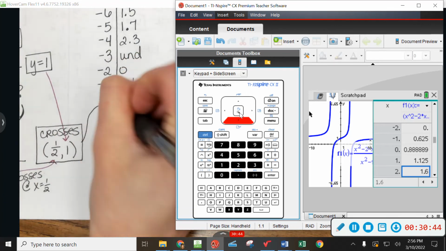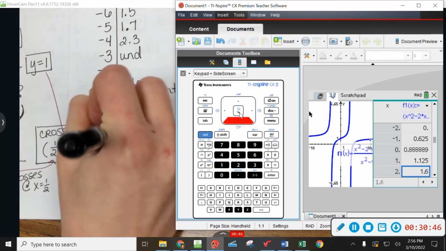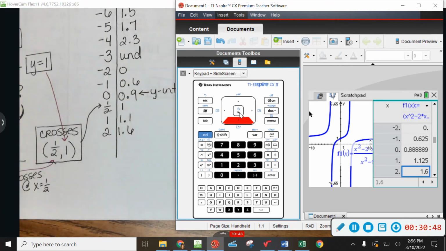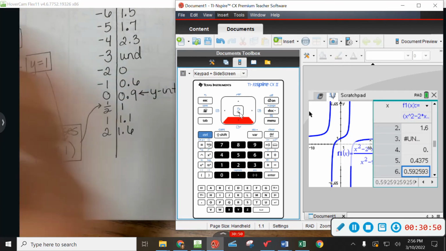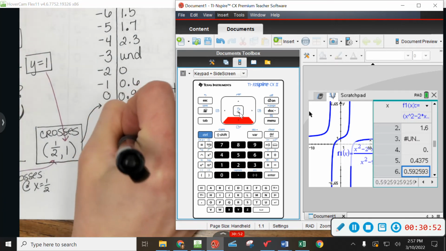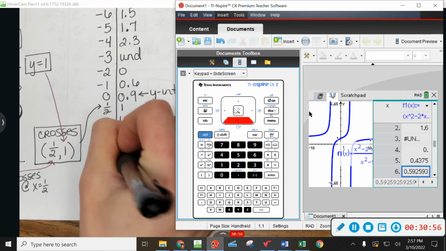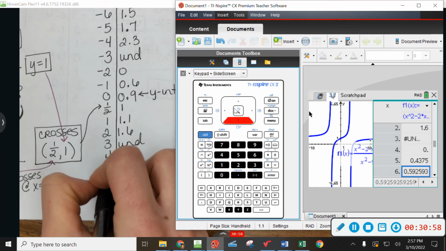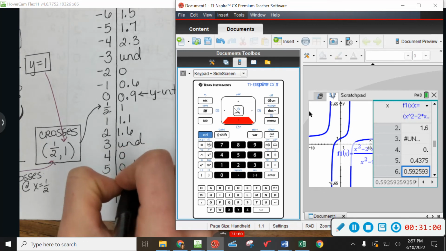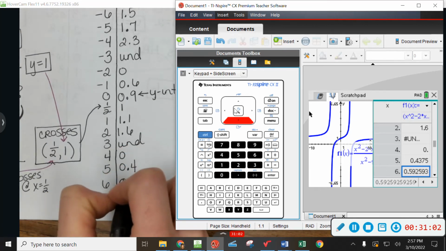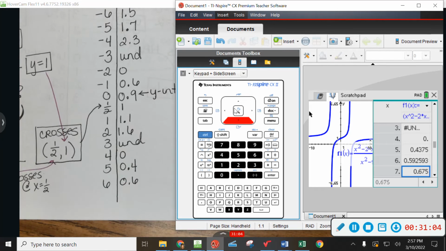1, 1.1, 2, 1.6. 3 should be undefined. 4, 0. 5, 0.4. 6, 0.6. Everything starts leveling out at this point. I'm just going to stop there.